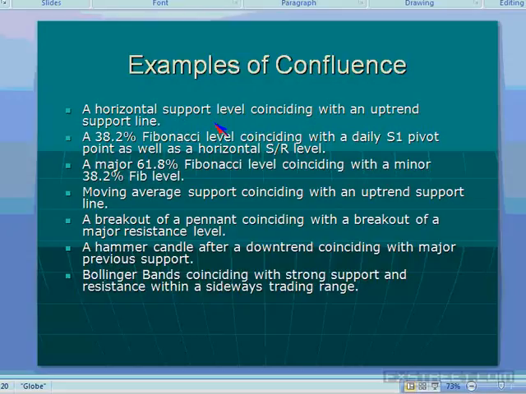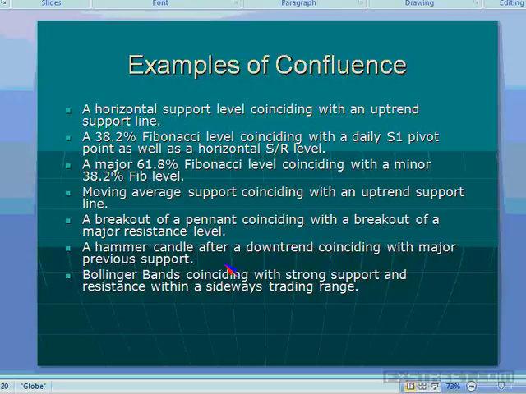Okay. So another example of confluence, and I use this example a lot. Let's say at an established support, there's a hammer candle. A hammer candle is simply, after a downtrend, a candle that has a small upper body and a long lower wick, and that talks about price rejection, price failure at the lows. And if it occurs at an established support level or at a Fibonacci level or what have you, then that to me is stronger rationale for getting into a trade than if it was just at a support level.